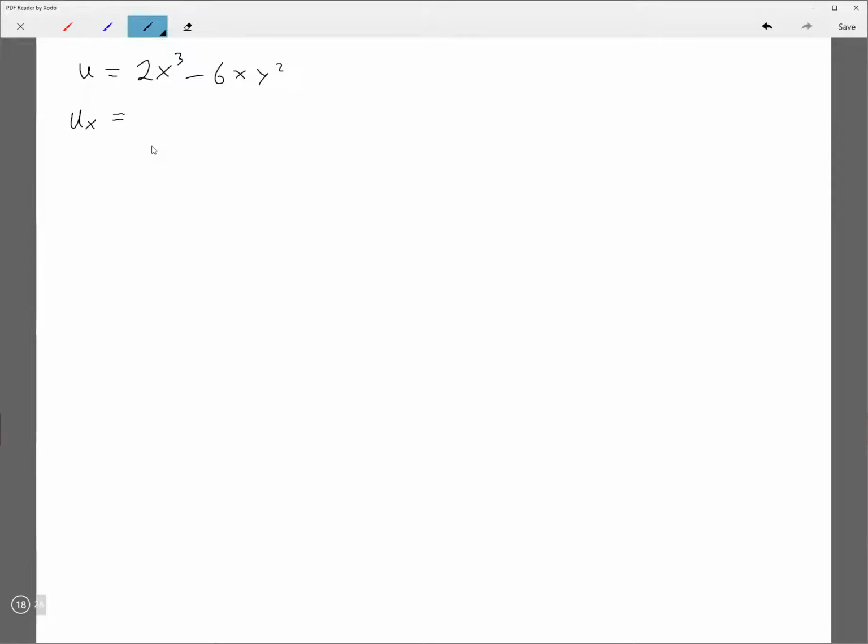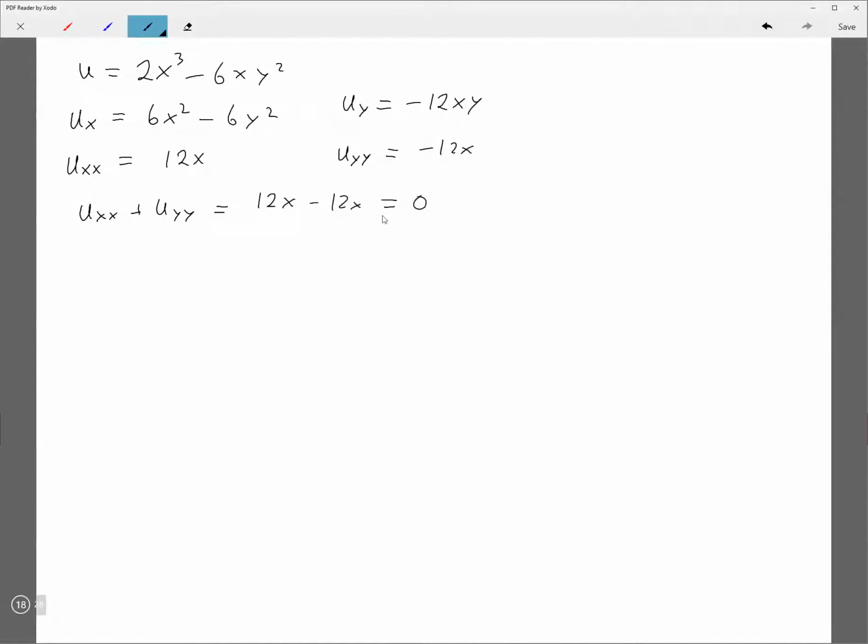What's the partial of u with respect to x? Anybody? 6x squared minus 6y squared. Exactly. Okay, now what's the second partial of u with respect to x? 12x. Good, that's 12x. Okay, now what's the partial of u with respect to y? Negative 12xy, right? And what's the second partial of u with respect to y? Negative 12x. Okay, and then if you take uxx plus uyy, then you're going to get 12x minus 12x. You're going to get 0, right? Okay, so u is harmonic.